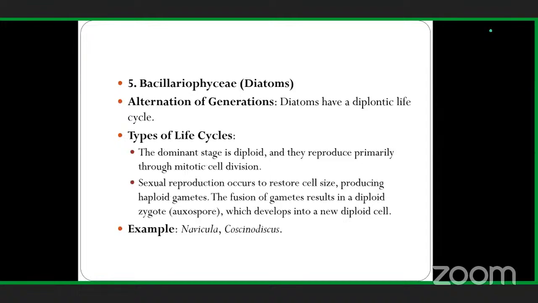Next is Bacillariophyceae, that is diatoms. So here you will see diplontic life cycle, means the sporophytic stage dominant. If haplontic is there, that is the gametophytic stage dominant. If diplontic is there, that is the sporophytic stage dominant. So example is Navicula and Coscinodiscus. So this is Bacillariophyceae, where diplontic phase is dominant.